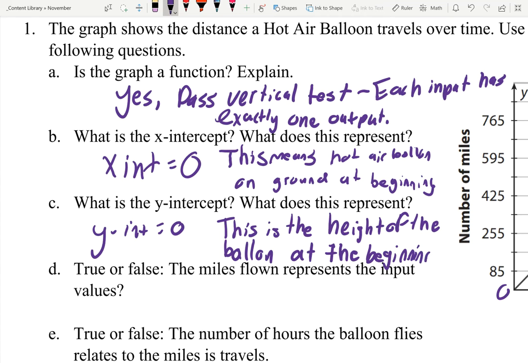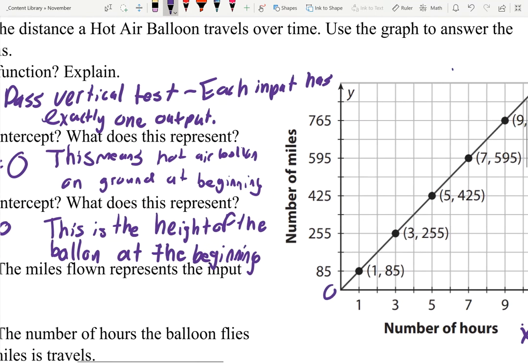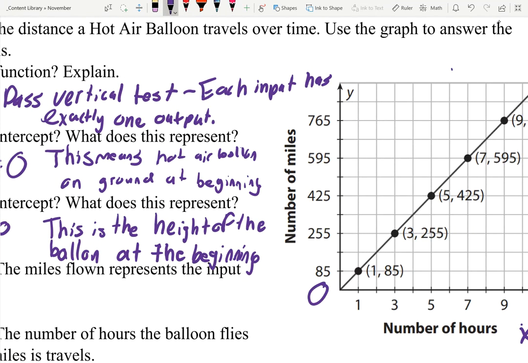All right. So essentially, the y-intercept being 0 means that at the very start, the hot air balloon is beginning at 0, or not on the ground, but 0 miles away. It's not the height, it's the distance, I should say. This is the distance of the balloon at the beginning. So obviously, at the beginning, you're at the start. You're 0 miles away from where you started because you're at the start.